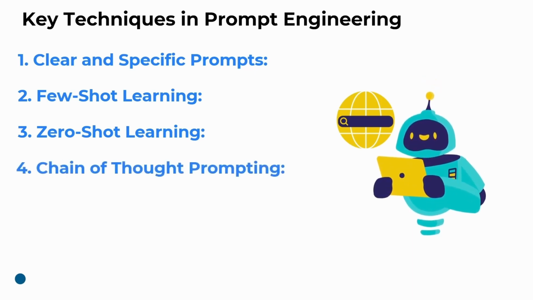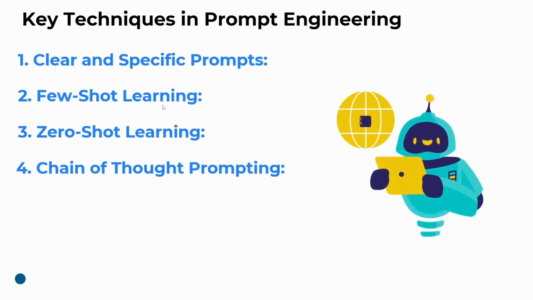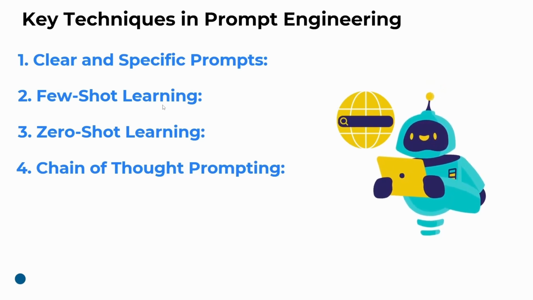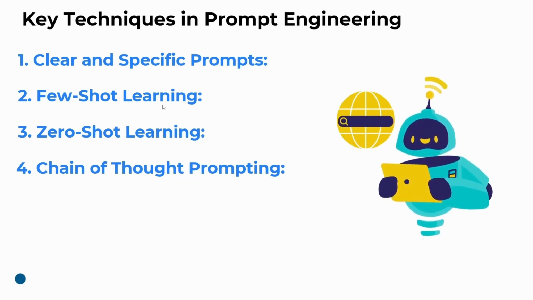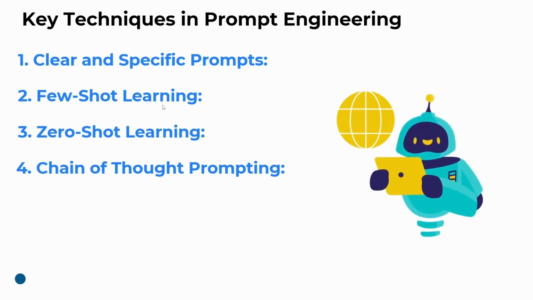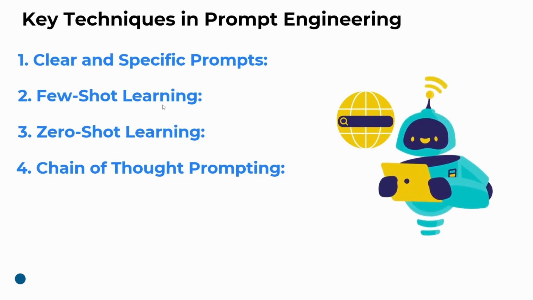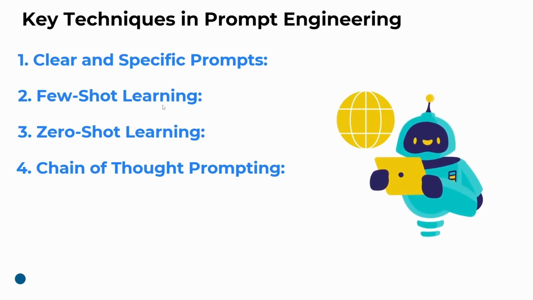Fourth one, we have chain-of-thought prompting. Chain-of-thought prompting helps encourage the model to break down complex tasks into a sequence of smaller steps or a logical reasoning process. For example, "explain how photosynthesis works by describing each step of the process in detail".